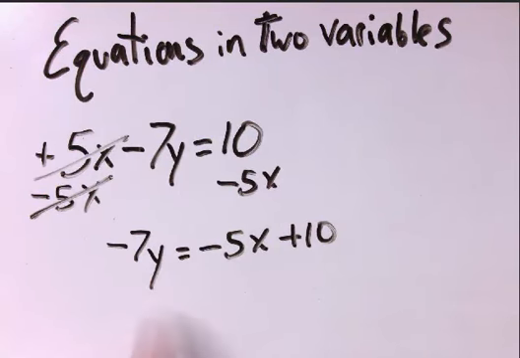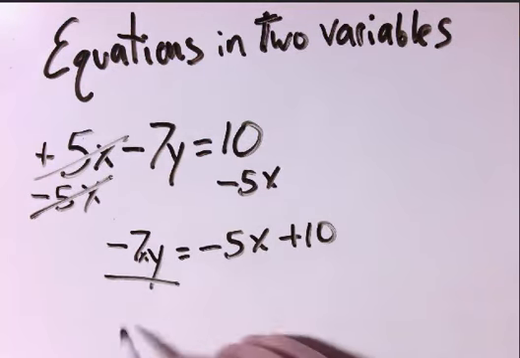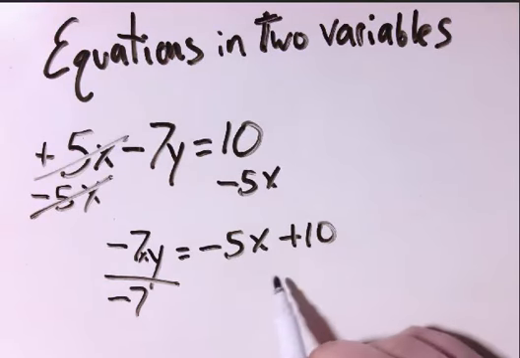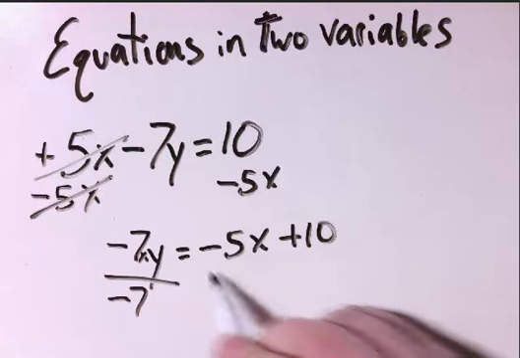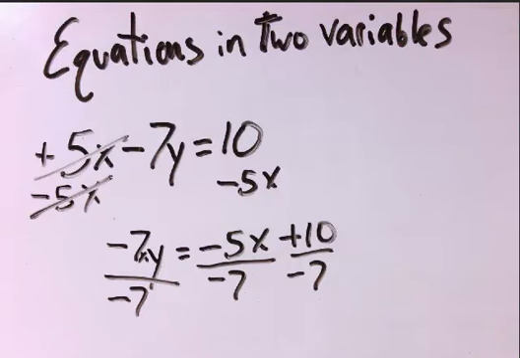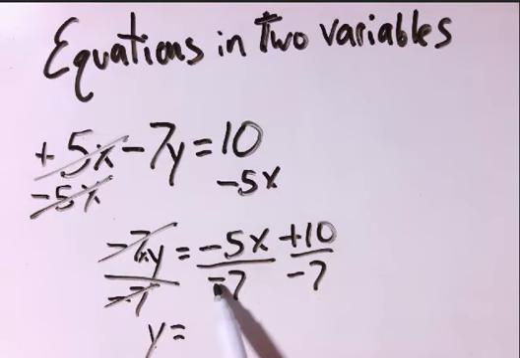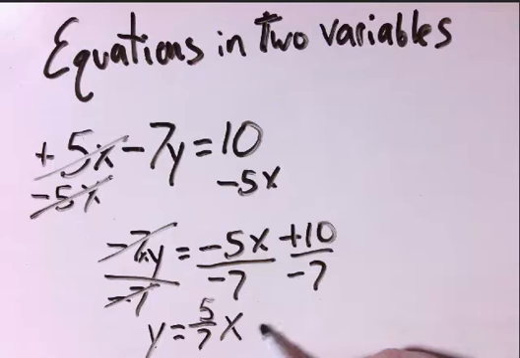So we still want to get y by itself. So we're going to divide, since this is like multiplication here, we're going to divide by negative 7. And when you get to the other side, we have to divide each part by negative 7. Now this part here cancels, so we're left with y on this side of the equation. And then here, since these are both negatives, they're going to cancel out. So we're going to be left with 5/7 x. And since this is a negative, we can leave this as a negative 10/7.